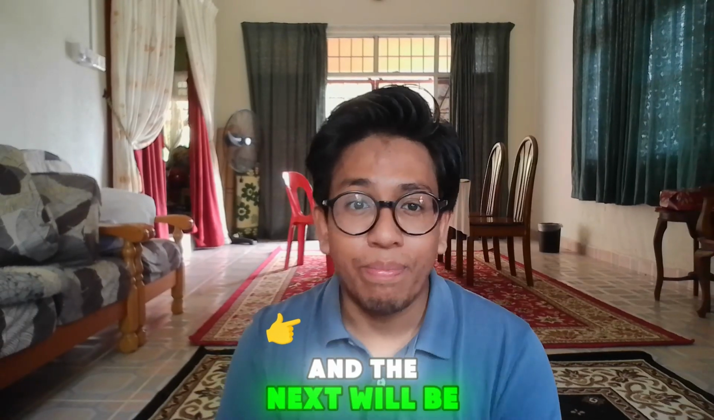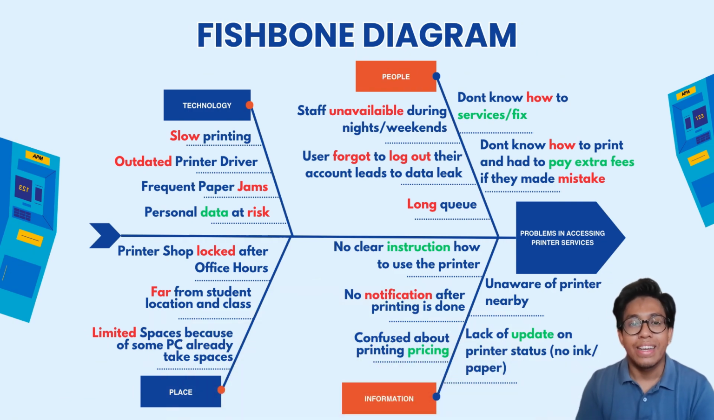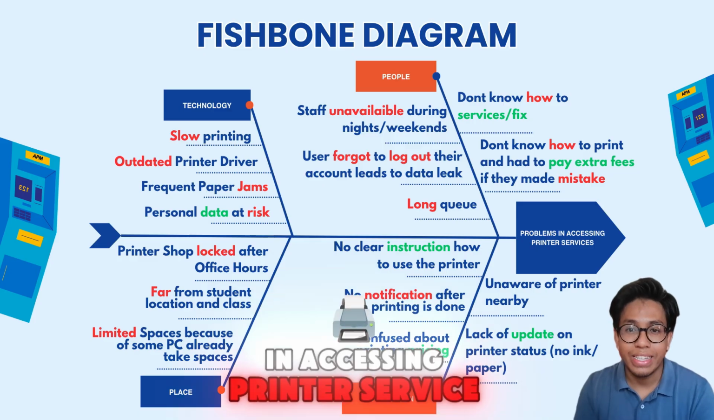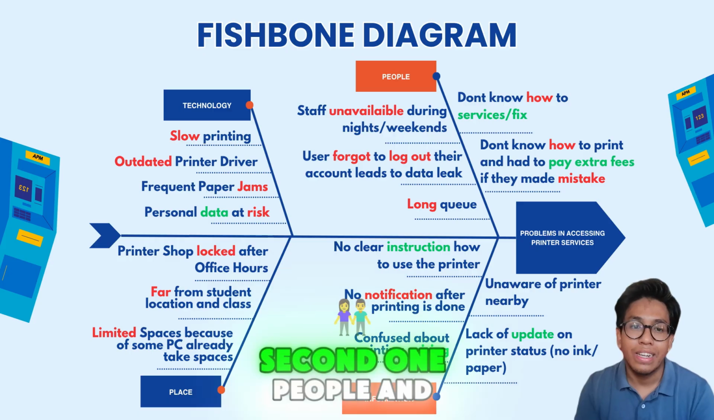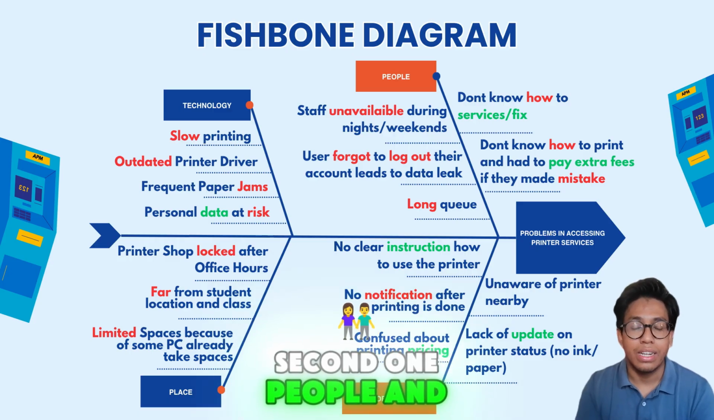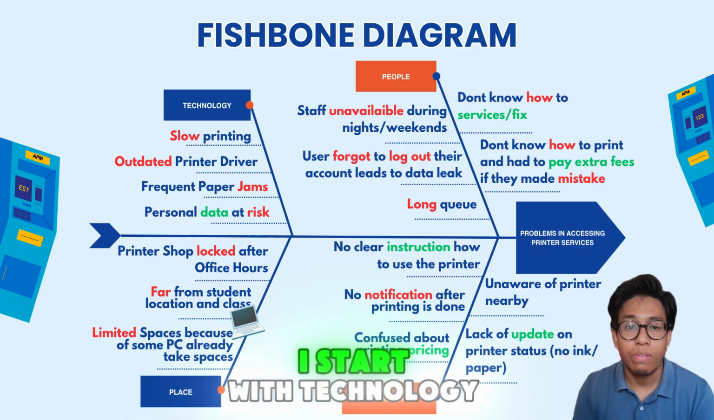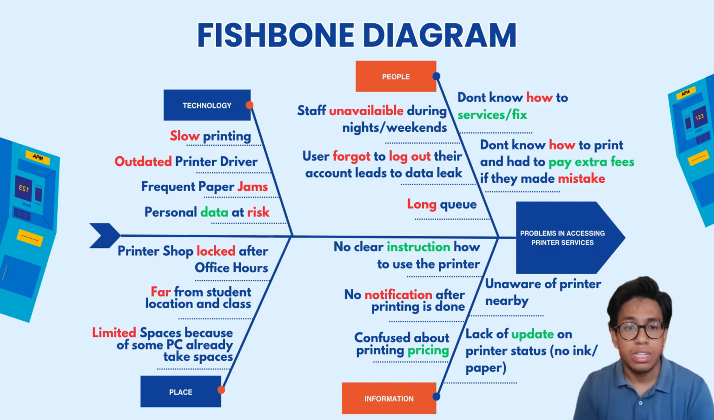And the next, I will present about the fishbone diagram. In this diagram, there are 4 problems in accessing printer service. First, start with the technology. Second one, people. And the third one, place. And finally, information. Okay, I start with the technology, such as slow printing, outdated printer driver, and personal data at risk.